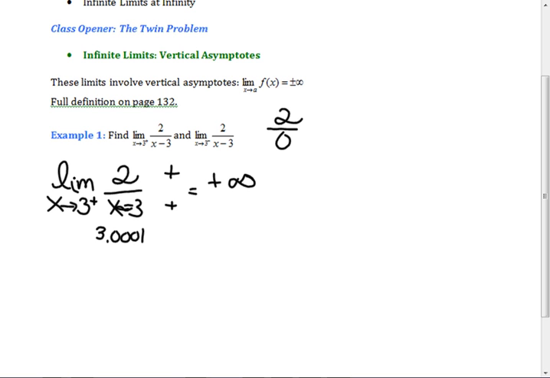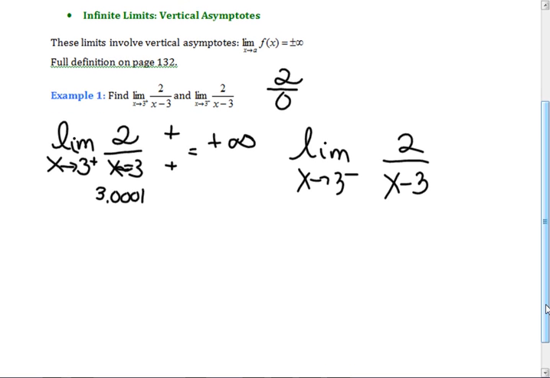But if I go from the left, so I take the limit as x approaches 3 from the left of 2 over x minus 3, like, how about 2.999? Well, the numerator is positive, but the denominator is now negative. If you don't believe me, try taking 2 divided by 2.999 minus 3. You'll get a very small number because this is going to be negative, so this is negative infinity.